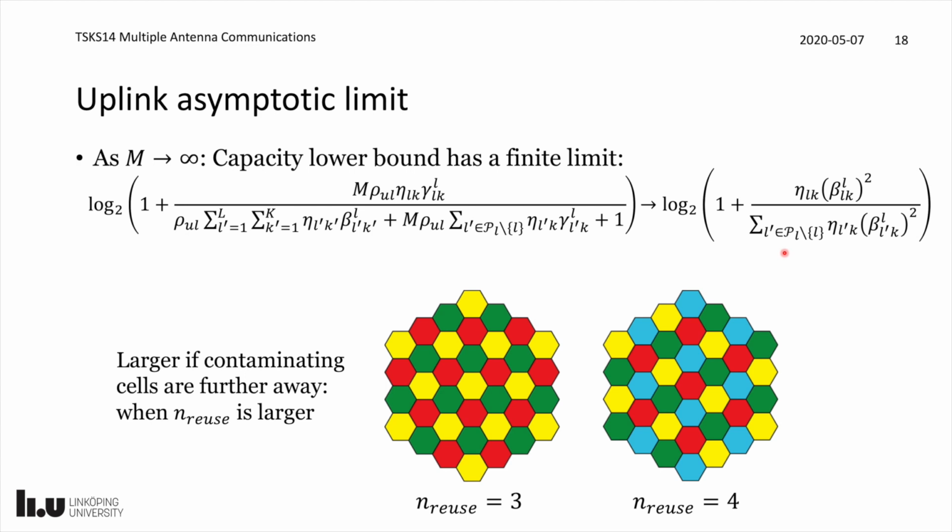But of course, the negative effect of increasing the reuse factor is that when we are not only talking about the capacity lower bound, but also include the pre-log factor that we had when we talked about the net spectral efficiency in the beginning, this 1 minus tau p divided by tau c, that term will become smaller as we increase the reuse factor. So there are also reasons to keep down on this reuse factor.